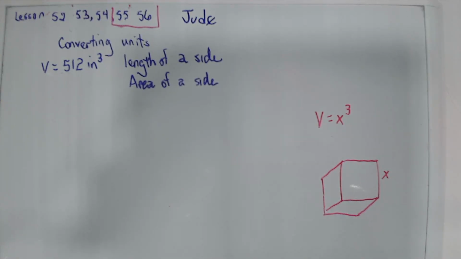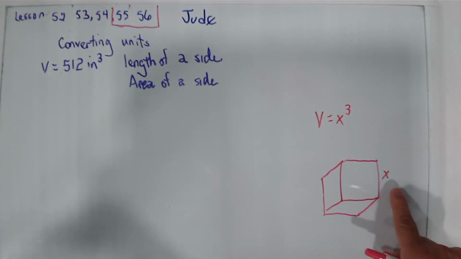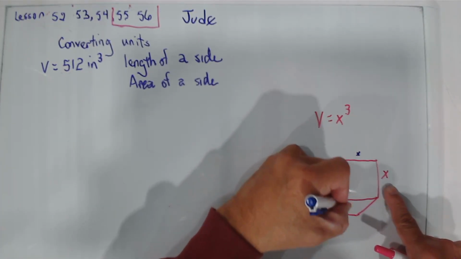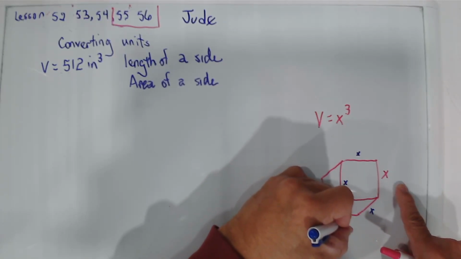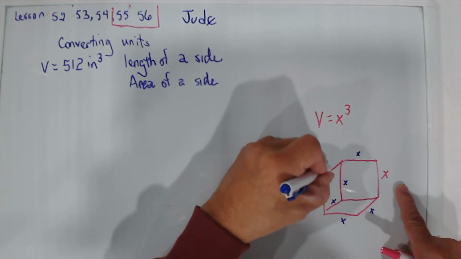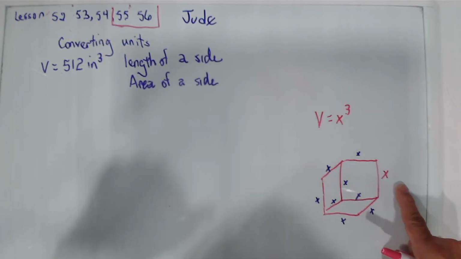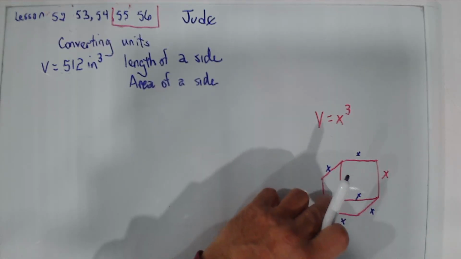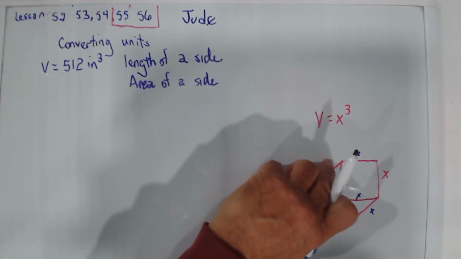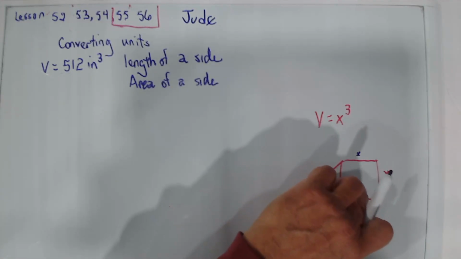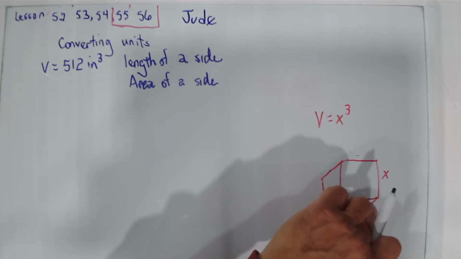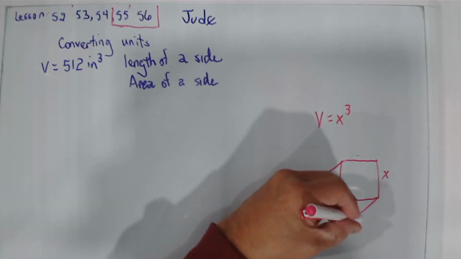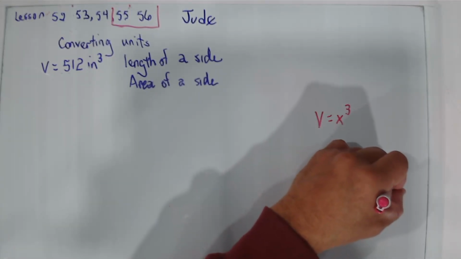So what we're looking for is the length of a side. So each one of these sides, since it's a cube, is going to be exactly the same. It's going to be x. All sides are the same length. They're all going to be x all the way around. And that's what makes a cube a cube. Okay, now that's what we're looking for. We're going to try to find that value x.